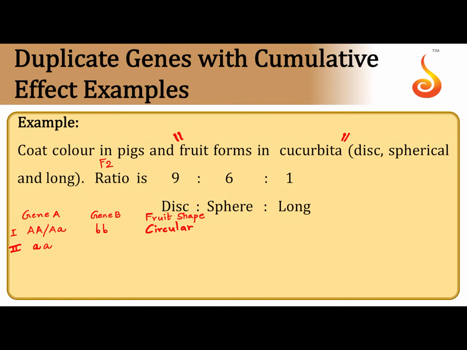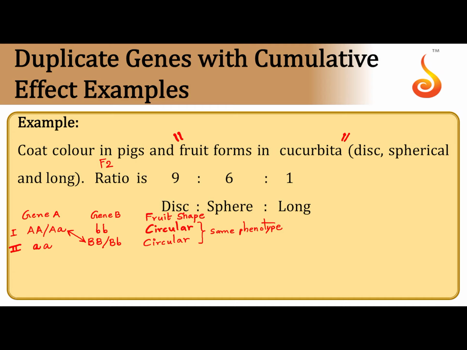Now see the second case, all of you. Gene A is in homozygous recessive condition. There is no capital A over here, but gene B has at least one copy of capital B. Then surprisingly, again we get a circular shape itself. So this means capital A is coding for circular, and capital B is also coding for circular. So we can consider capital A and capital B as duplicates of each other. On what basis are we considering them duplicates? Because both of them express the same shape of the fruit, or the same phenotype, when they are occurring independently.